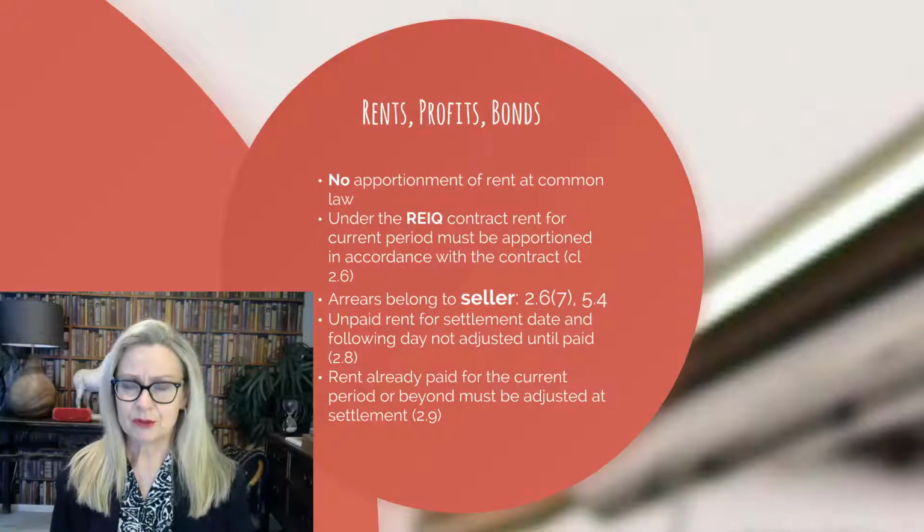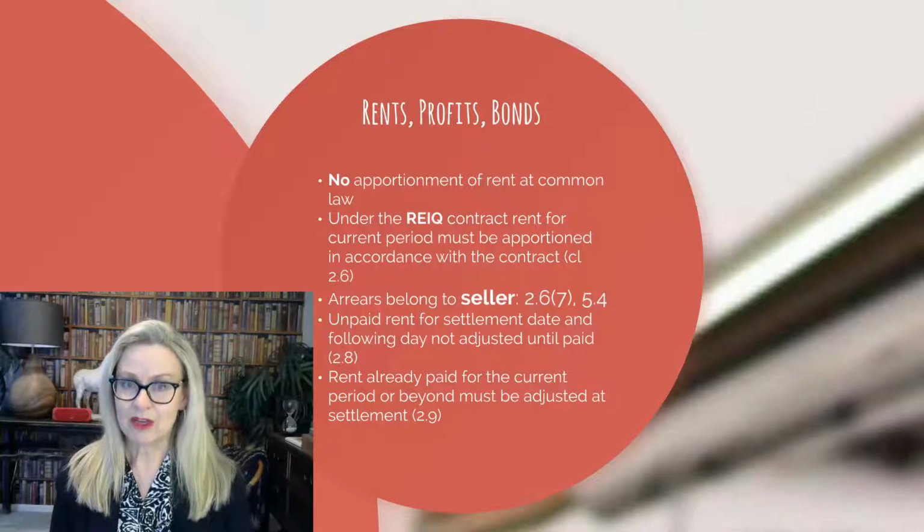The upshot of it all is really that at common law, rent was not apportioned, but under the REIQ contract, the Standard Houses and Land contract, rent for the current period does have to be apportioned between the parties in accordance with clause 2.6 that we just had a little look at before.